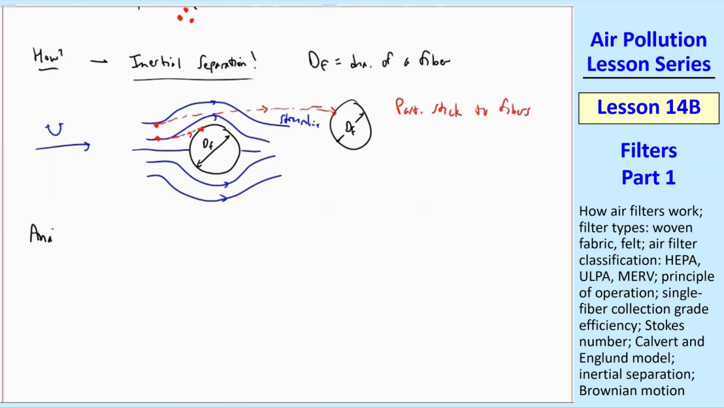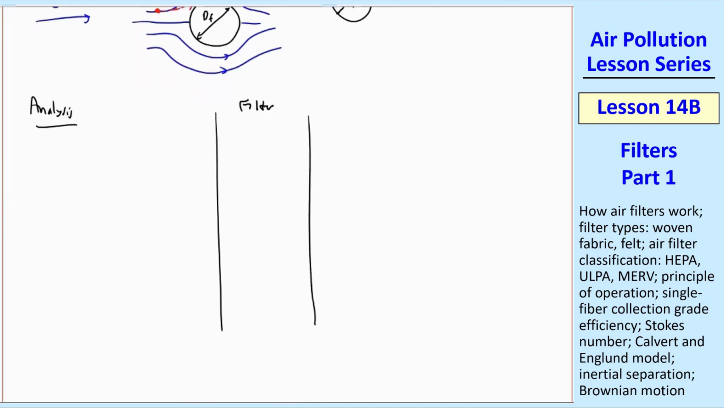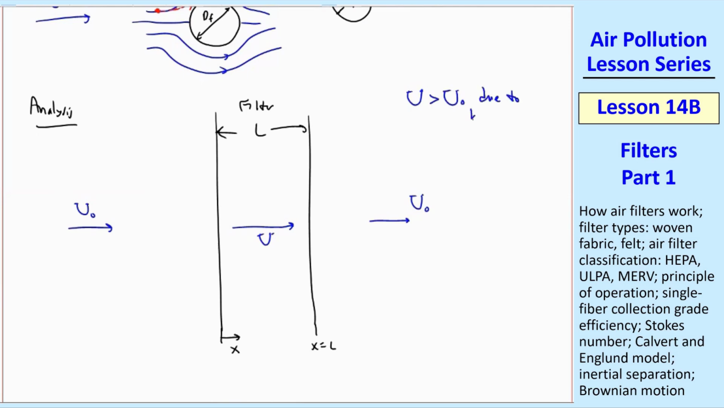So let's do an analysis. Here's our filter. It has some length L, and I'm going to analyze it as X starting from the beginning to X equal L. The flow is from left to right. We're going to call this U naught. Assuming there's no leaks around the edges, that same amount of flow has to go through the filter so it comes out the other end. A couple things of interest here. First of all, the airflow speed inside the filter itself, we're going to call U, and U is greater than U naught, and that's due to blockage.